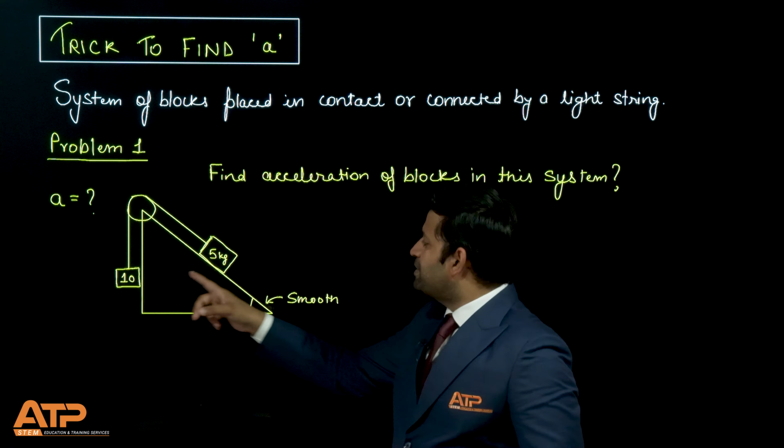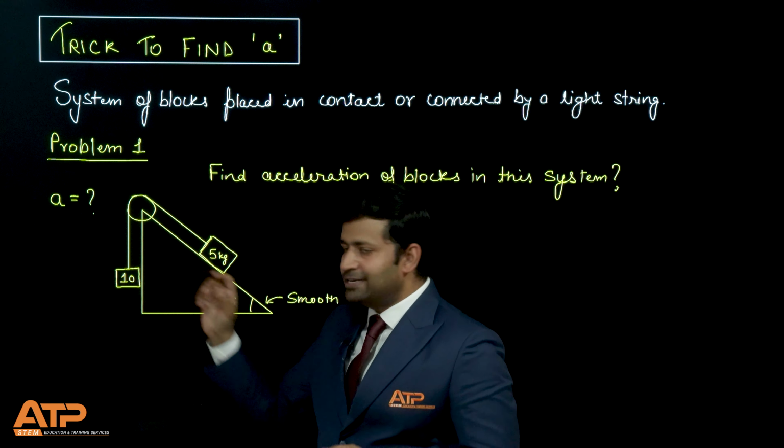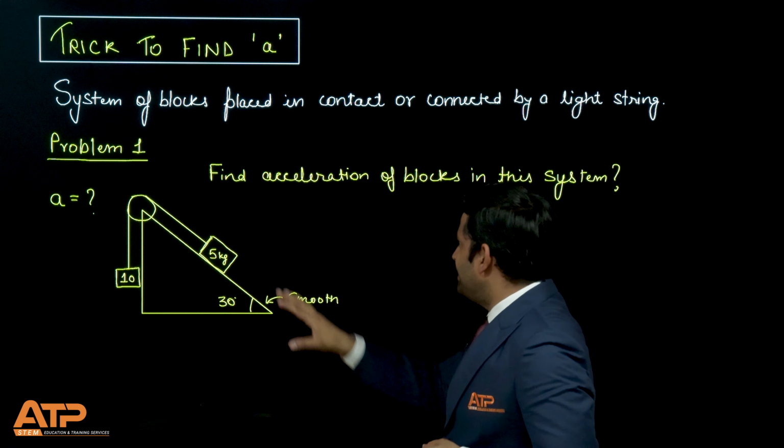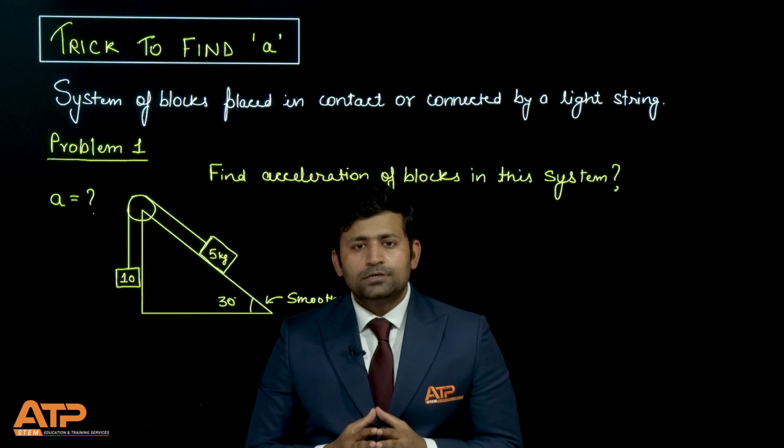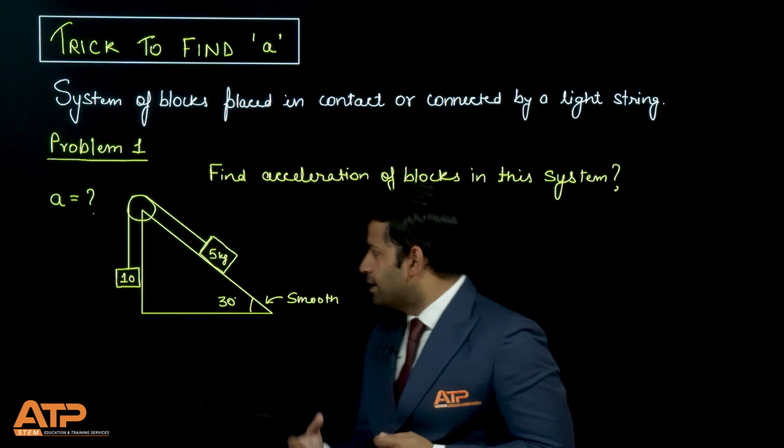Here you can see 5 kg and 10 kg masses are connected by a light string. The question is, we have to find the acceleration of these blocks. To get the answer, most of the students will take this approach.